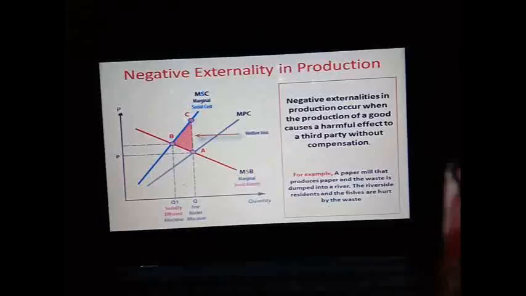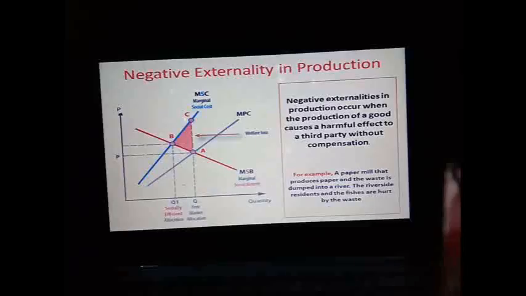We may take the example: suppose a paper mill that produces paper, and the waste is dumped into a river. The riverside residents and the fishes are hurt by the waste. So, when the paper mill is producing paper in its production process, it is also imposing some cost on the society, and that cost is called our marginal external cost, and for that the producer is not making any compensation. And due to that negative externality, again there is divergence between marginal social cost and marginal private cost.